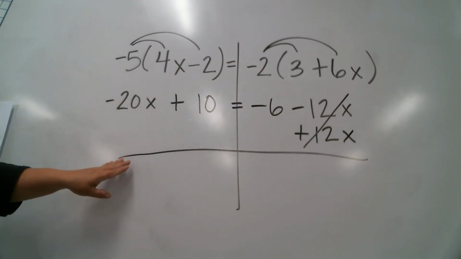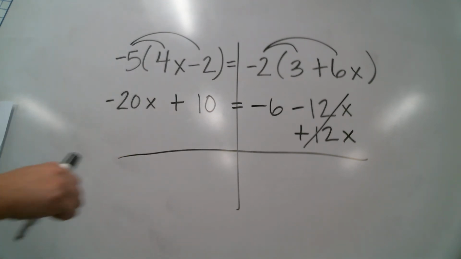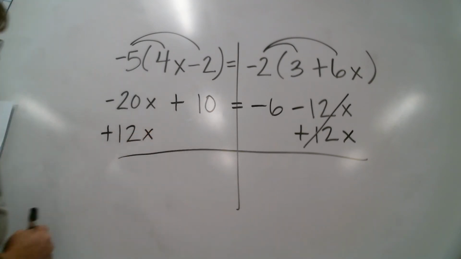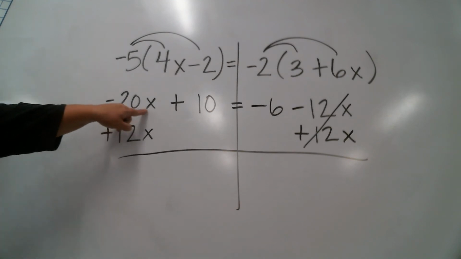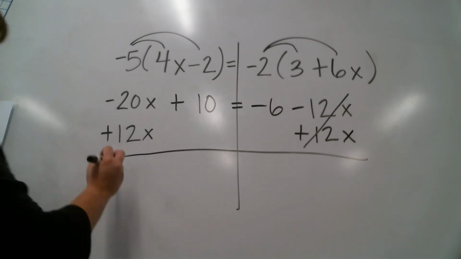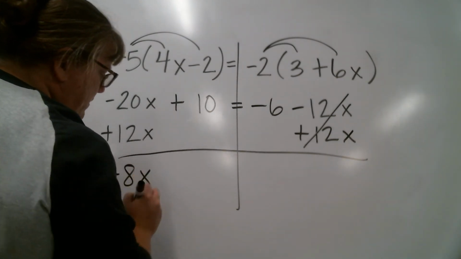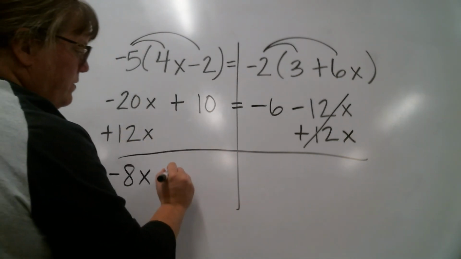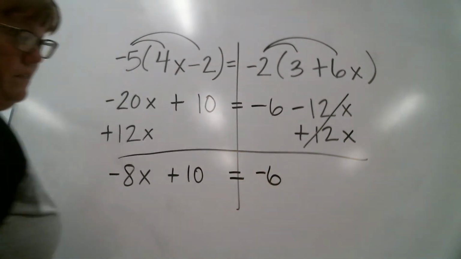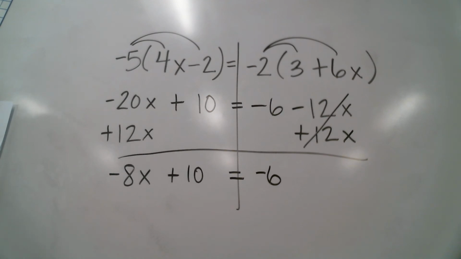Okay, now the plus 12x tells me what I need to do over here. And remember, I'm going to do it to the term with the x. So the plus 12x, I'm going to put plus 12x here as well. Okay, now I'm ready to rewrite. Negative 20x plus 12x. Negative 20 moving forward 12 is going to keep you in the negatives. You're going to be at negative 8. So negative 8x, and I'm just rewriting this, plus 10 equals negative 6. Okay, I just rewrote everything else.